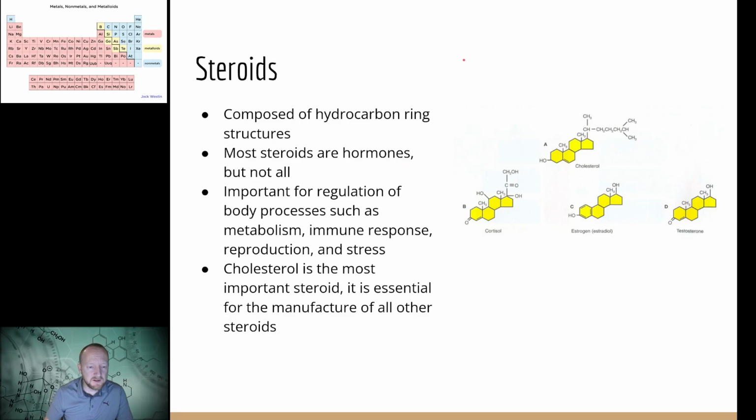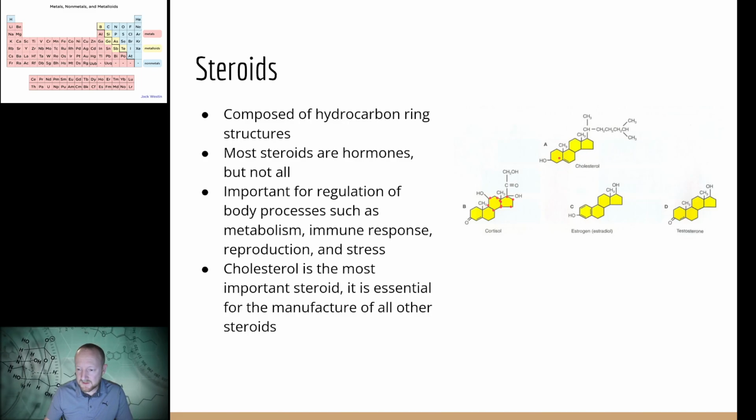Steroids, our third lipid. They're composed of a hydrocarbon ring structure, which we see when we count 1, 2, 3, 4, 5, 6 carbons there. On this one, 1, 2, 3, 4, 5. So it can vary. Most steroids are hormones, not all of them. Steroids are important for regulation of body processes such as metabolism, immune response, reproduction, stress reduction. Cholesterol is the most important steroid. It is the most important because it's used as the building block for all these other ones.